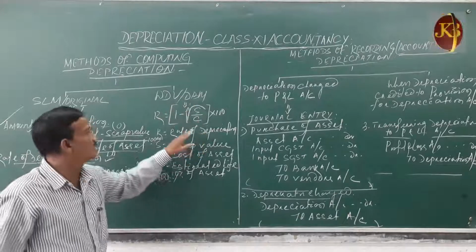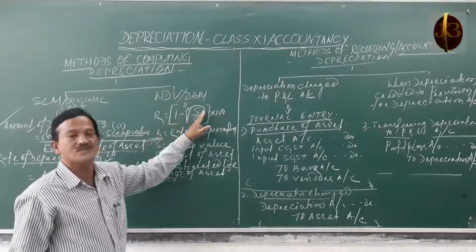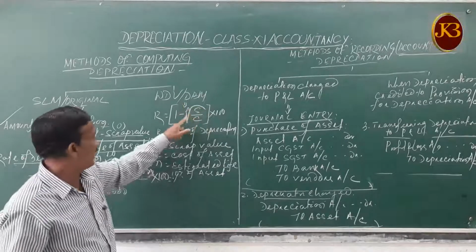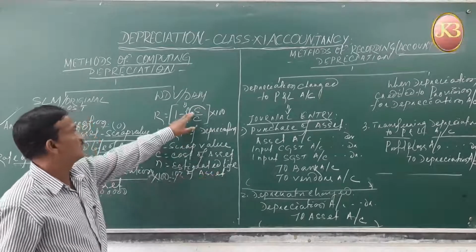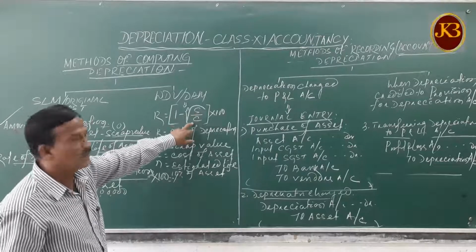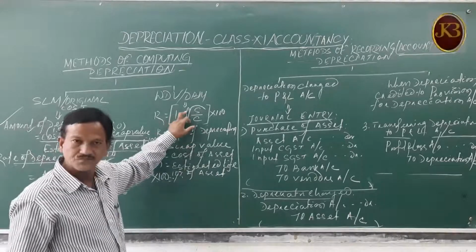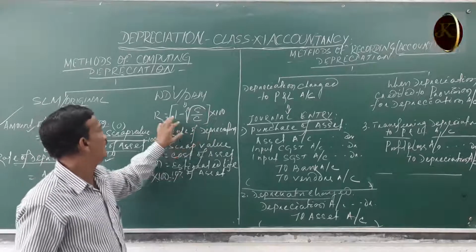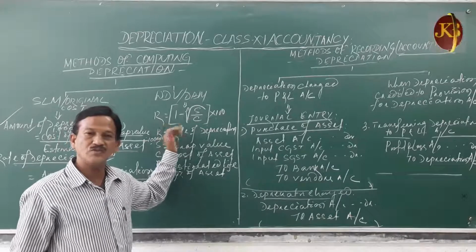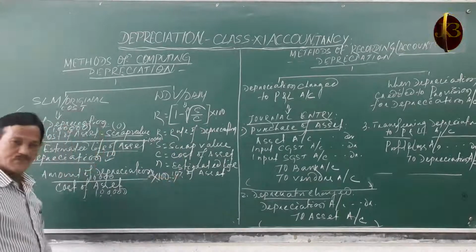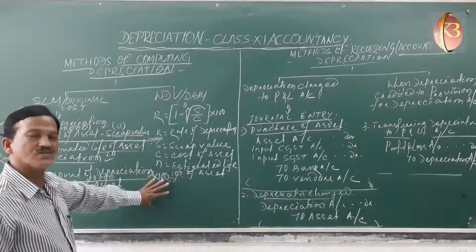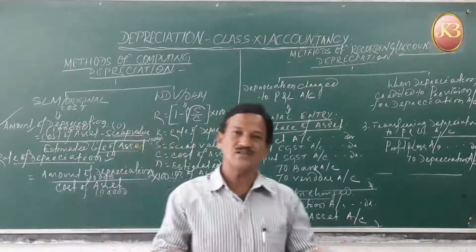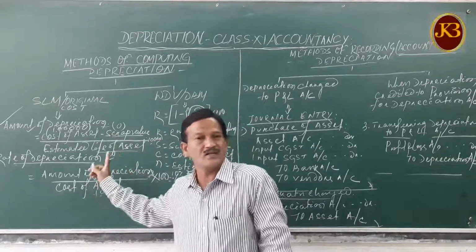Under the written down value method, the rate of depreciation equals 1 minus the nth root of scrap value divided by cost, where n is the estimated life of the asset. So here the scrap value over 1 lakh, taken to the root of 10, multiplied by 100, is the rate percentage of depreciation that will be calculated. This rate of depreciation will be taken into account for calculating the amount of depreciation, that is the cost of the asset multiplied by rate divided by 100.